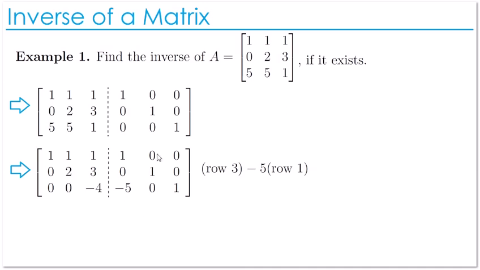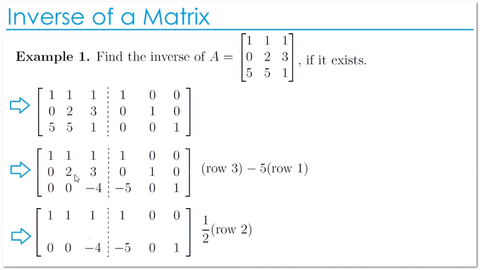Now let's move to the second row. In the second row, the leftmost non-zero entry is 2. So we divide the second row by 2. The rows 1 and 3 will remain. Let us solve. Here we have 0 divided by 2, that is still 0. 2 divided by 2, we have 1. This will be 3 halves.